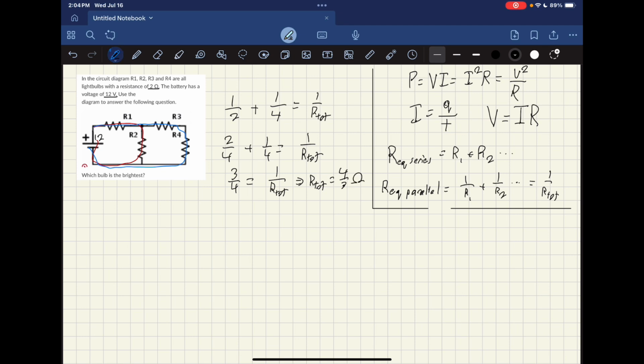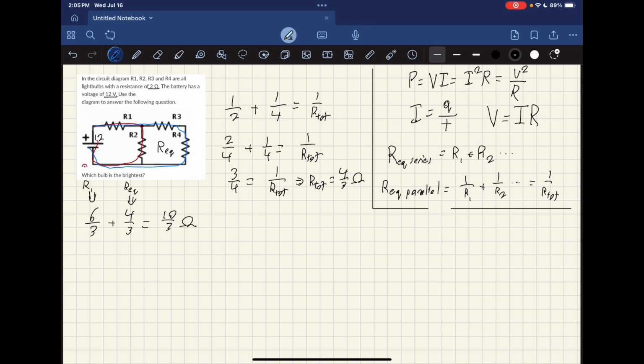Then this combines with R1, which we already know is 2 ohms. So let's find a common denominator. 2 ohms would be, let's see, with 3, that would be 6/3. So we have 6/3 plus 4/3 equals, and remember this here is our R1, and this here is our R equivalent from the parallel here. So 6 plus 4 equals 10/3 ohms.